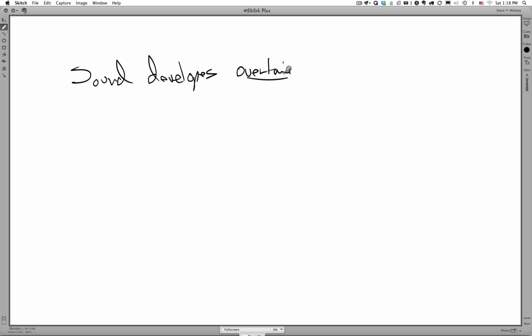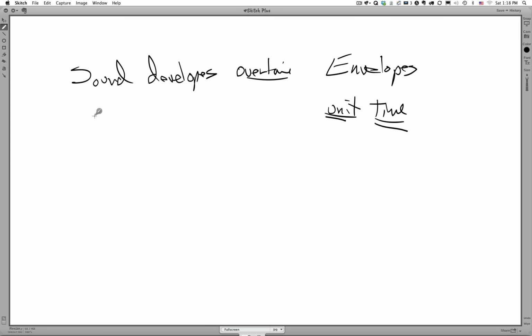Envelopes are by definition how sound develops over time. How long does the sound take to reach its full volume? How long does it take to decay? That type of thing. When we're talking about envelopes, we're talking about usually a specific unit of time. How long does it take for a sound to develop?